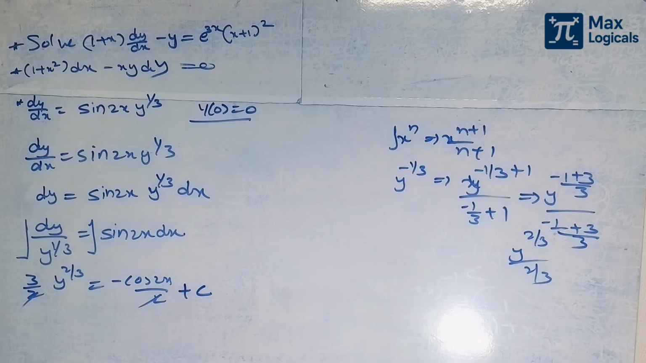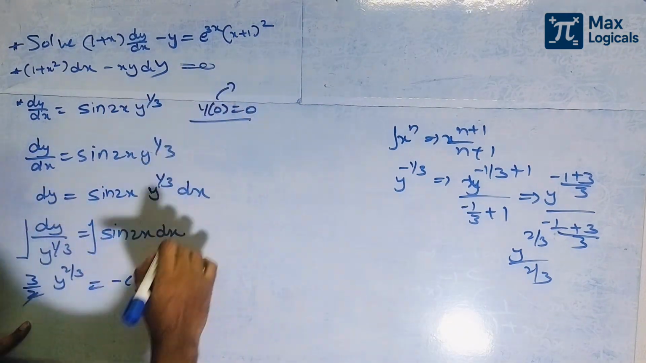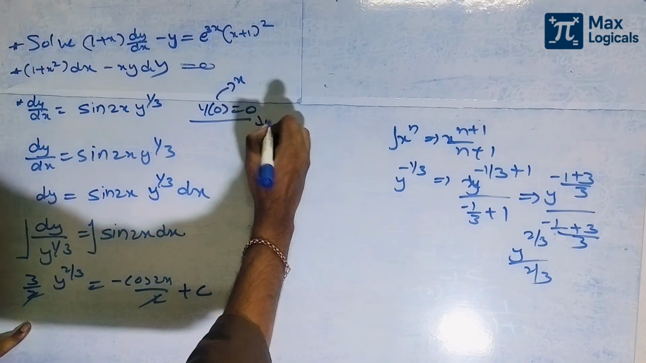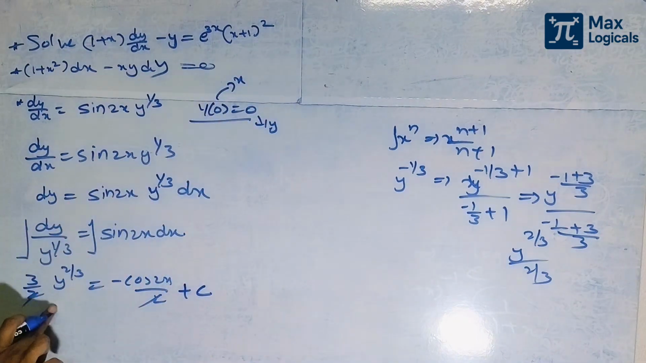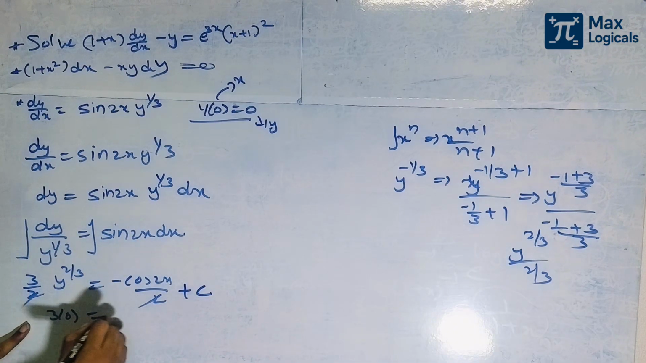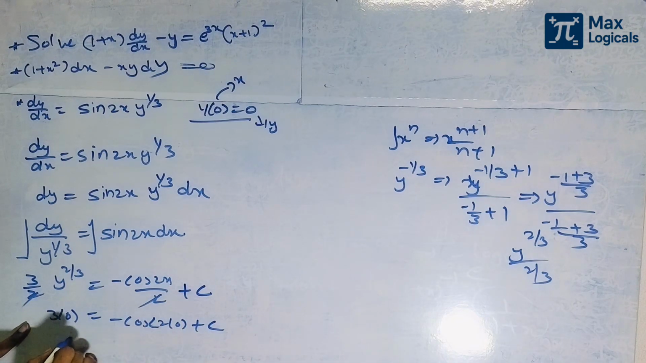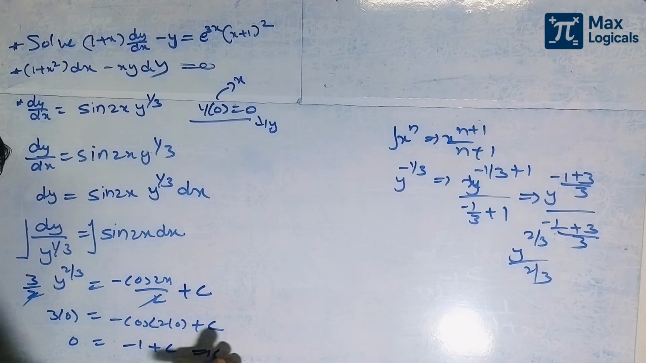In this problem we have to find the value of c. Now we use the condition y of 0 equals 0. In y of 0 equals 0, this is the x value and this is the y value. Here the y value is substituted in y and the x value is substituted in x. That is 3 into 0 equals minus cos of 2 into 0 plus c. So 0 equals, what is the value of cos 0? Cos 0 is 1, so minus 1 plus c, where c equals 1.